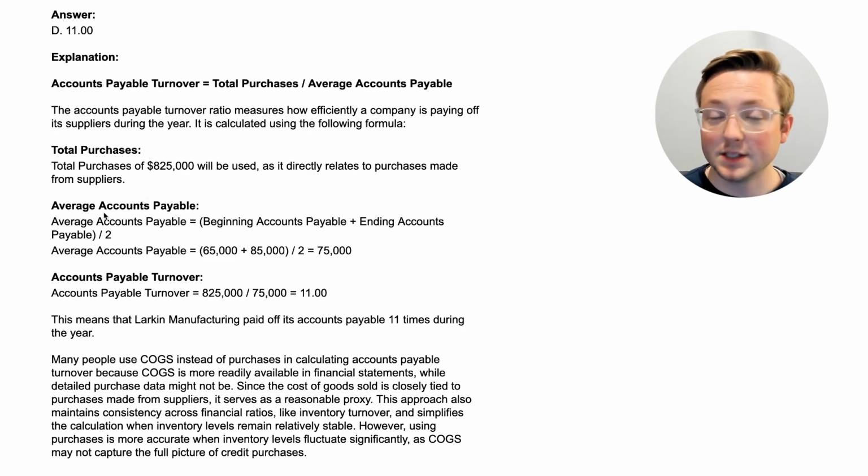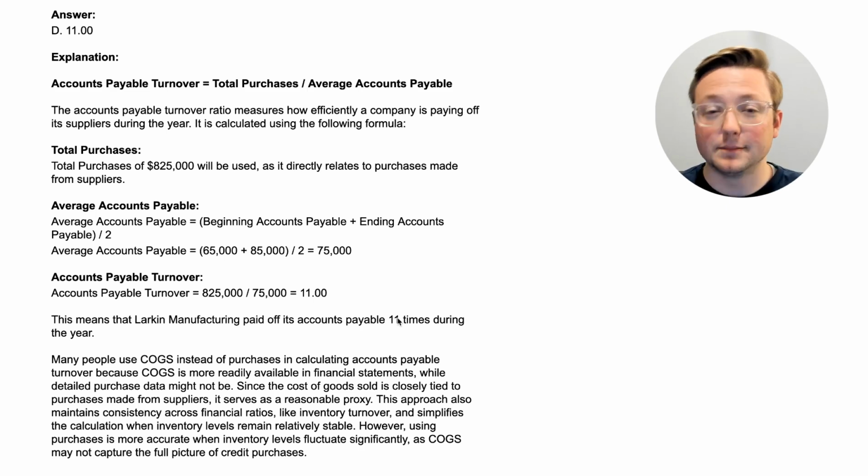Then, as always, average accounts payable, pretty easy to calculate if you remember how to do it. You take the beginning accounts payable at the beginning of the year plus the ending accounts payable at the end of the year, divided by 2, and that gives you the average accounts payable for the year. So in this case, $825,000 divided by $75,000 is 11. That means that they paid off their accounts payable 11 times during the year. That's pretty darn good. Now, this is what I was trying to get at. Normally, it's total purchases over average accounts payable.